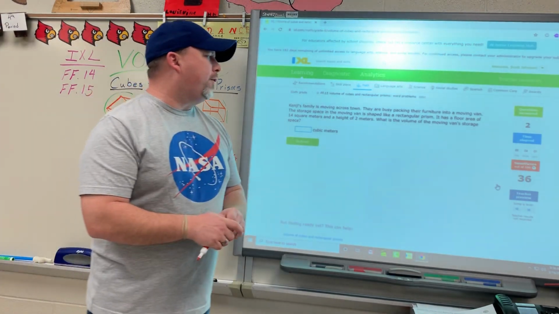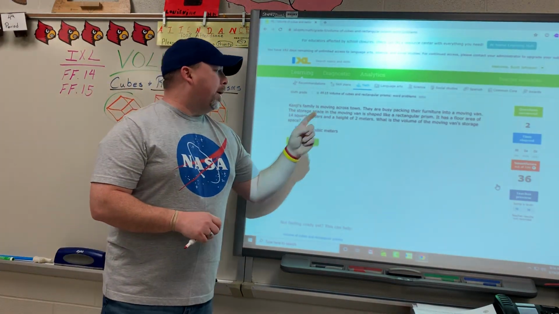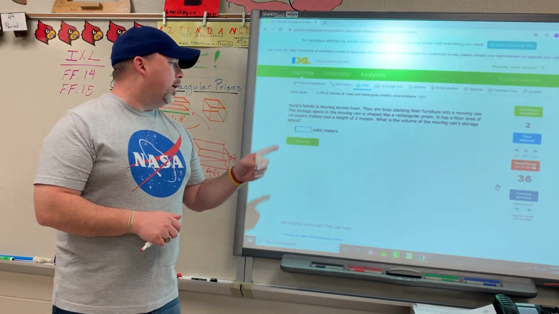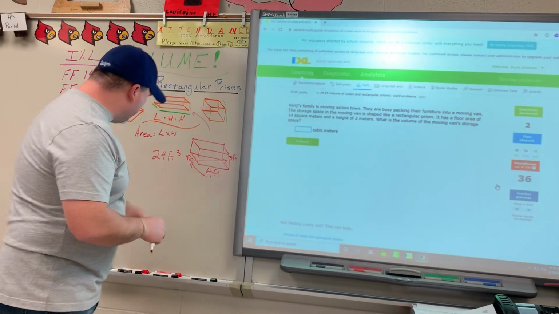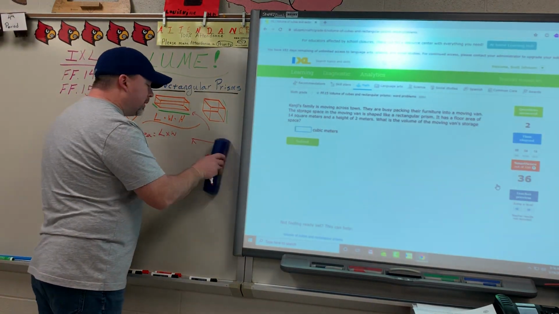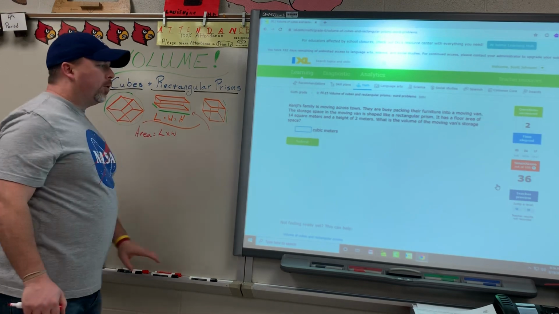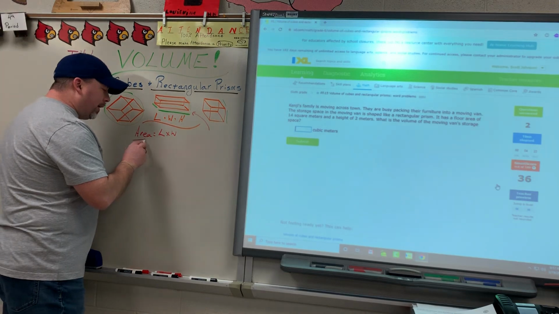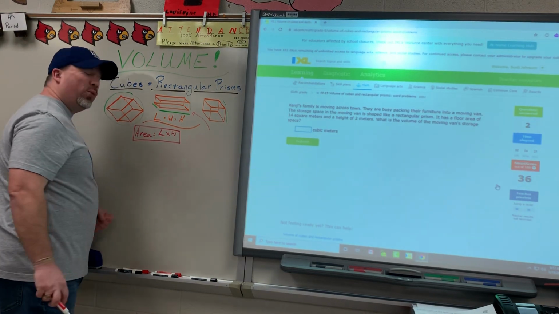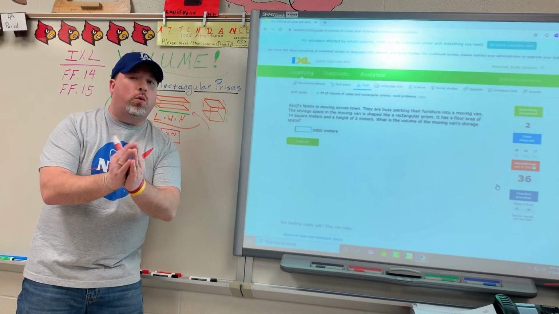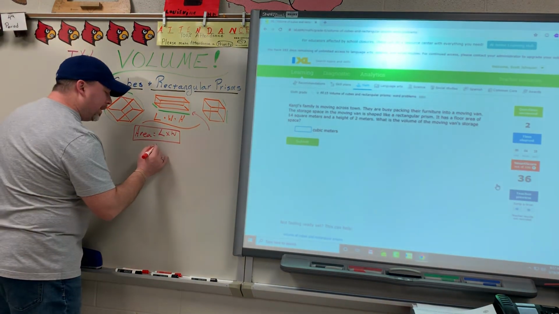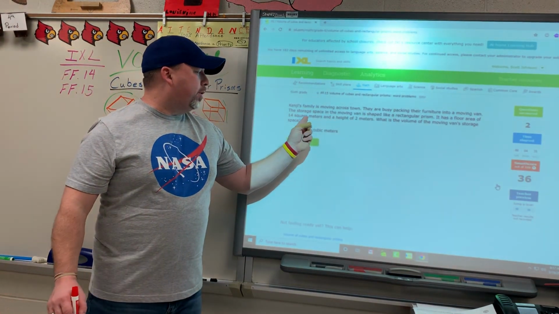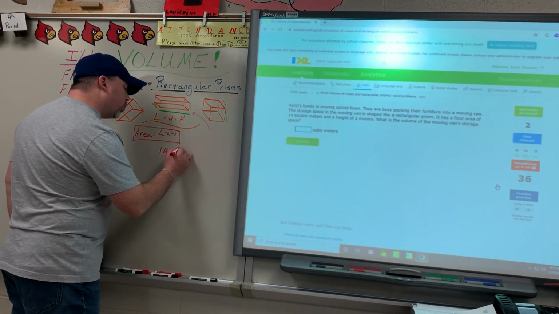Kenji's family is moving across town. They are busy packing their furniture into a moving van. The storage space in the moving van is shaped like a rectangular prism. It has a floor area of 14 square meters. Now, I want you to notice this. Here's another problem where they've told you the area. Well, remember, area is length times width. So really, they've already done part of the multiplication for you. If they've told you that it has an area of 14 square meters, so we know this is 14 meters squared.